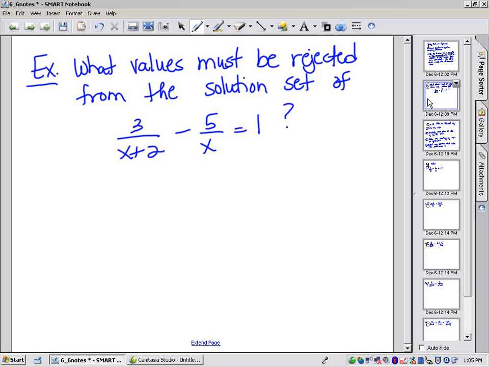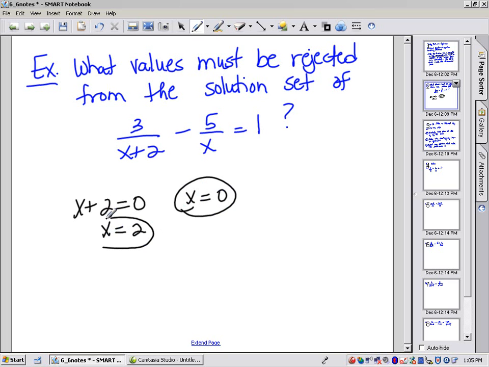What values must be rejected from the solution set of the equation 3 over x plus 2 minus 5 over x is equal to 1? Well, to find that out, we have to find out what values of x make the denominator 0. So we could set each denominator equal to 0 and solve. So we would get that either negative 2 would make the first denominator 0, or the value of 0 makes the second denominator 0. So negative 2 and 0 would have to be rejected from the solution set.